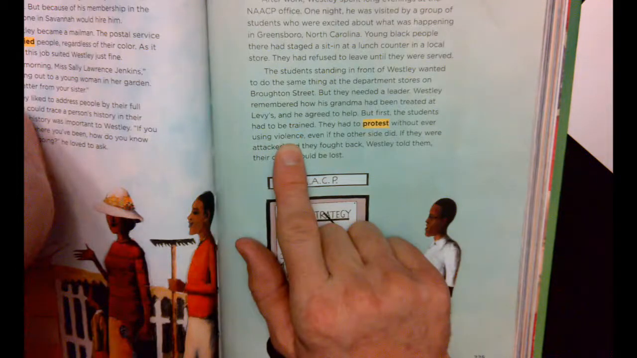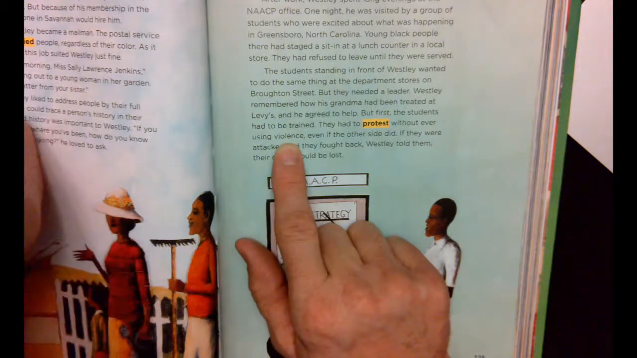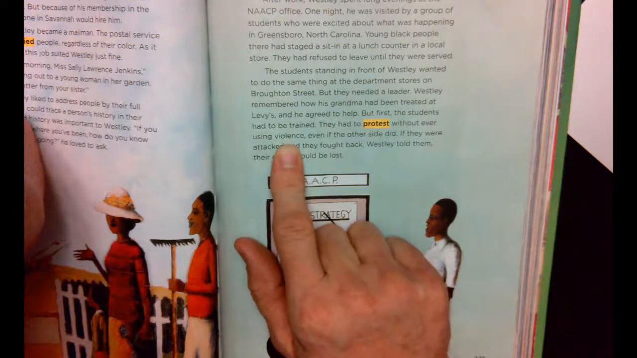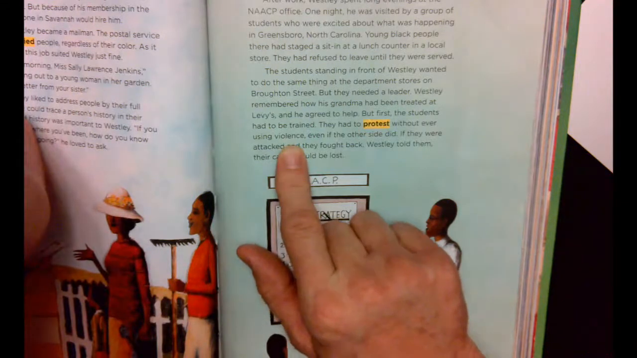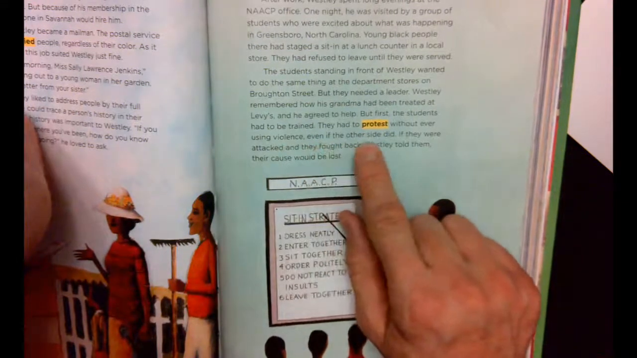Isn't this interesting? Never using violence. Do you know who was teaching about this same time in history? Dr. Martin Luther King Jr. And so we give so much credit to Dr. Martin Luther King Jr., and boy, did he deserve it. But there is a lot of other people out there, like this Wesley, who are teaching these same things, these Bible truths. Stand up for what's right, even if the other side did not.